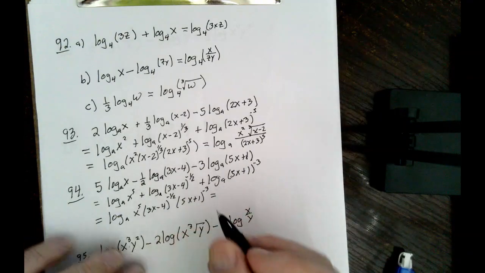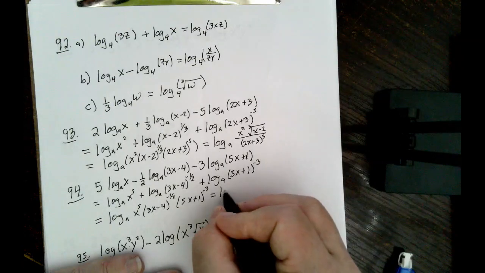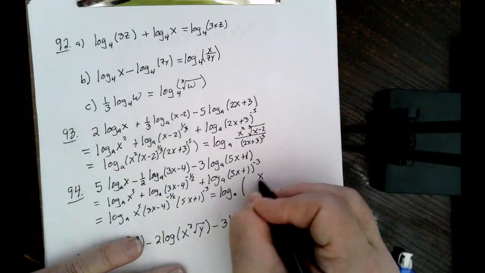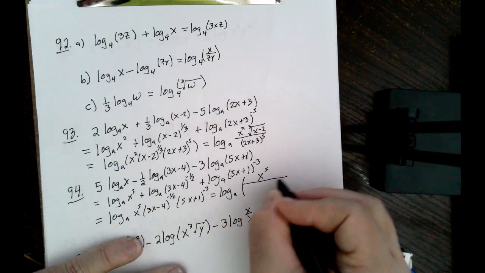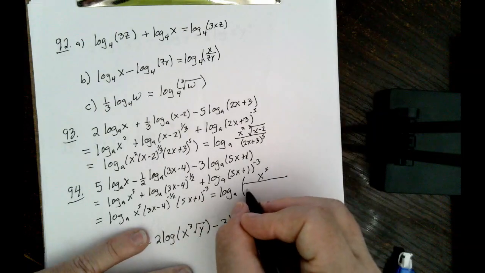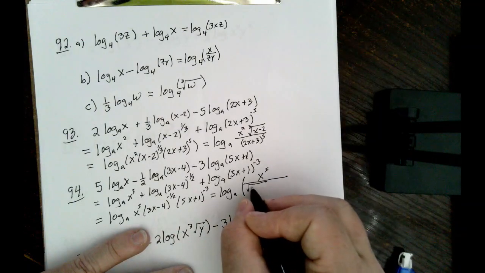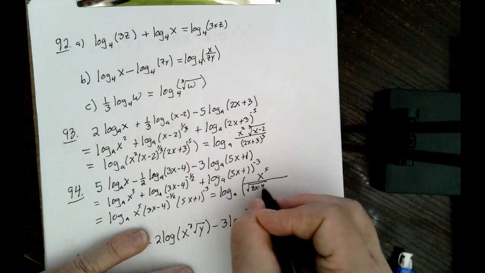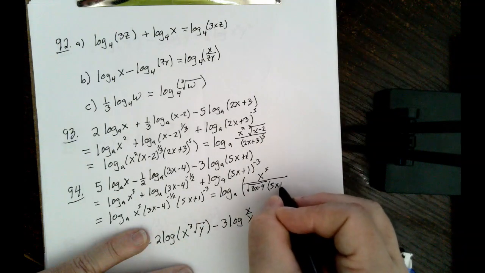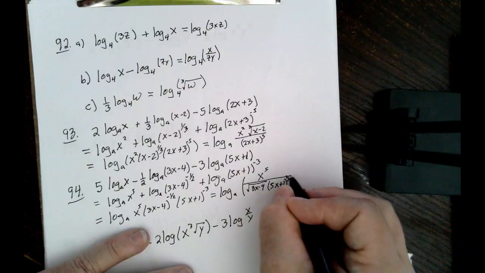And both these with the negatives can cross the fraction bar, so you get log base a of, your numerator is just x to the 5th, your denominator are these two. This one becomes a positive 1/2, but positive 1/2 is the same thing as a square root. And this one becomes 5x plus 1 to the positive 3.